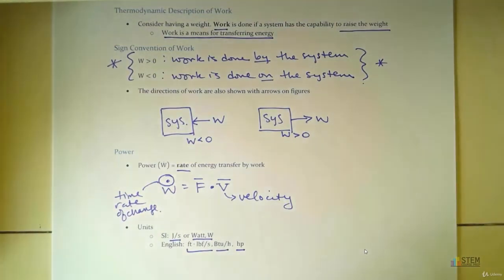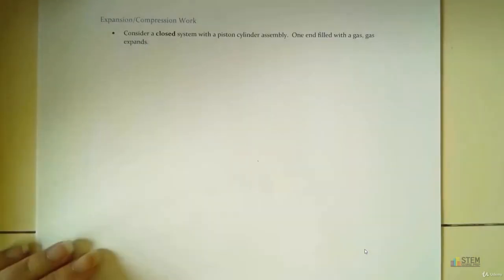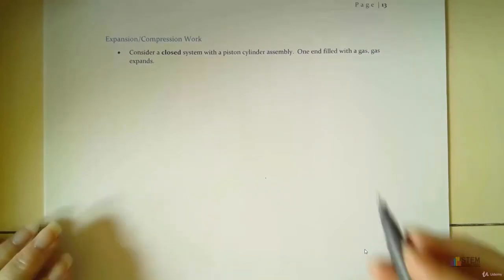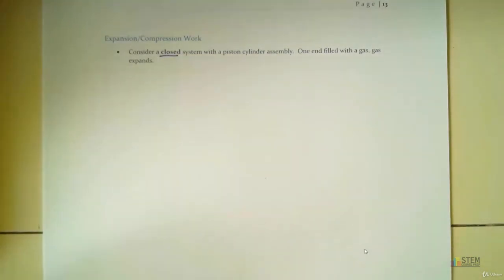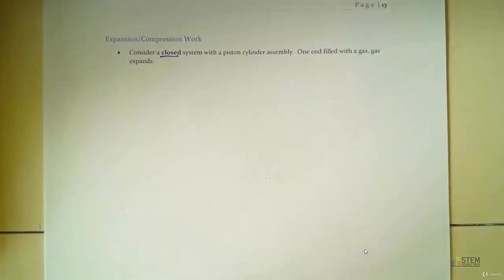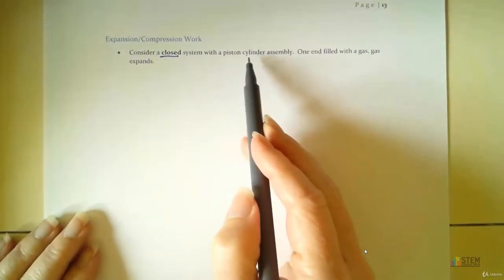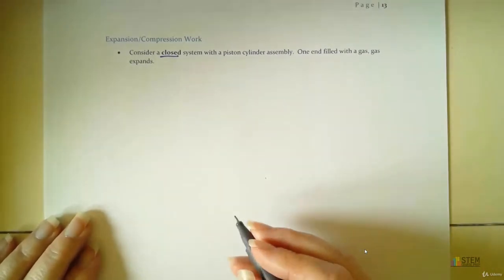So now let's get into an application of work. So this is going to be expansion and compression work. What we're going to do for this is consider a closed system. Remember, closed meant there's no mass transfer across the boundary. So the mass you start with is the mass you end up with. So we've got a closed system with a piston cylinder assembly. One end is going to be filled with a gas, and then that gas is going to expand. So that's what we're going to start with.